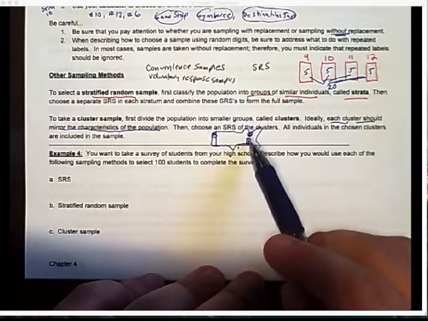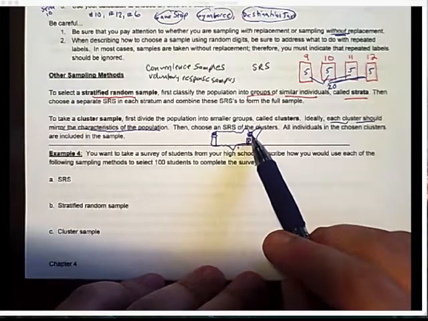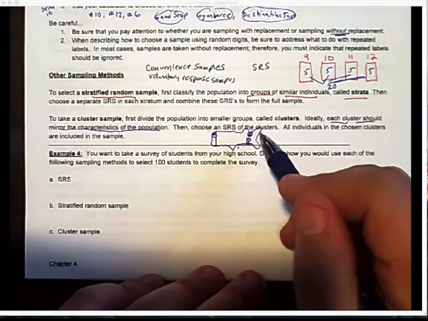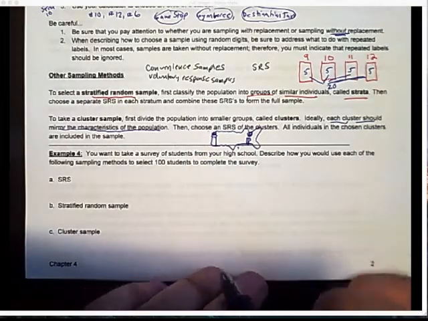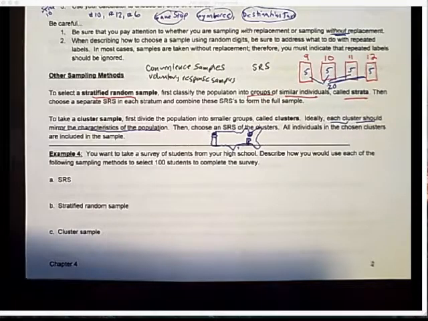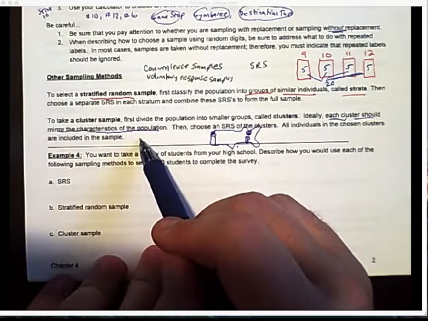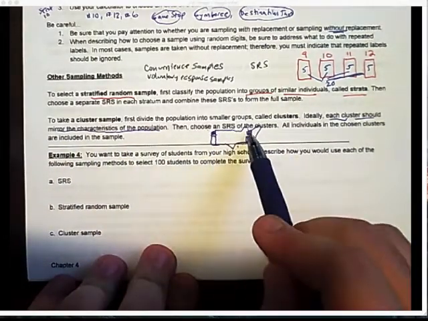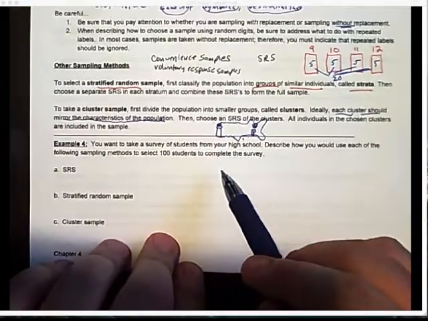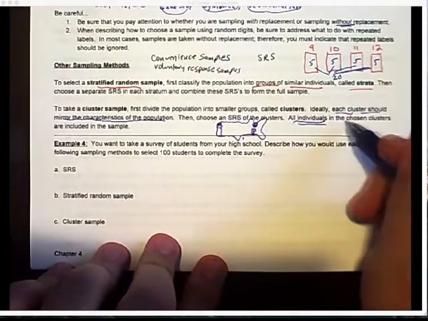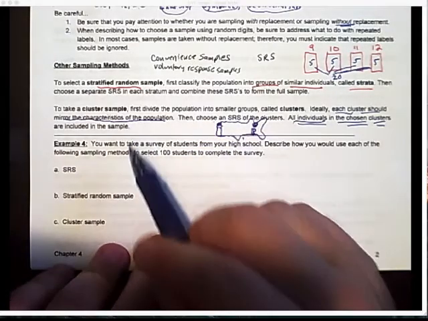But we just pick a couple of these clusters. So Washington people are a cluster, Alabama people are a cluster, Ohio people are a cluster. And then we're going to just look at the responses of people in those 3 states, and that's going to form our sample. That's the best way I like to think about a cluster. Each cluster should mirror the characteristics of the population. We chose 3 states, 3 clusters out of 50 clusters. And all individuals in the chosen clusters, so all people in Ohio, Alabama, and Washington, are included in the sample.